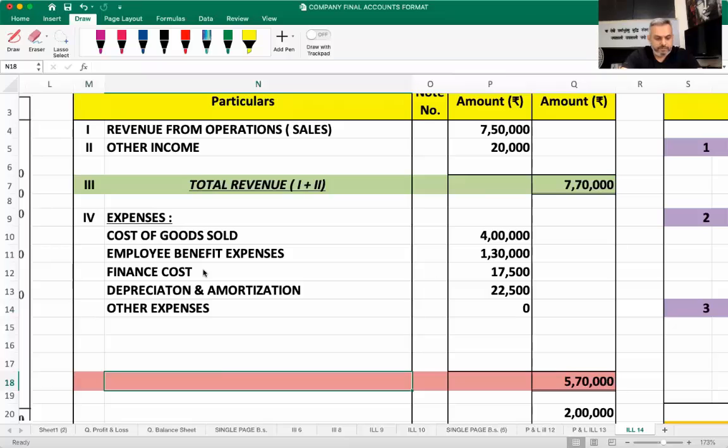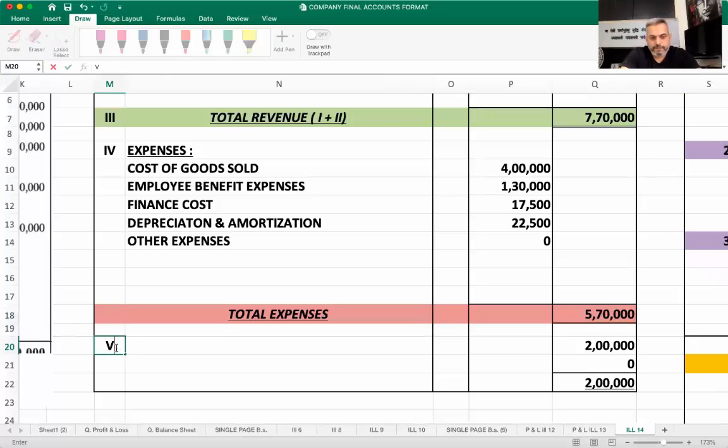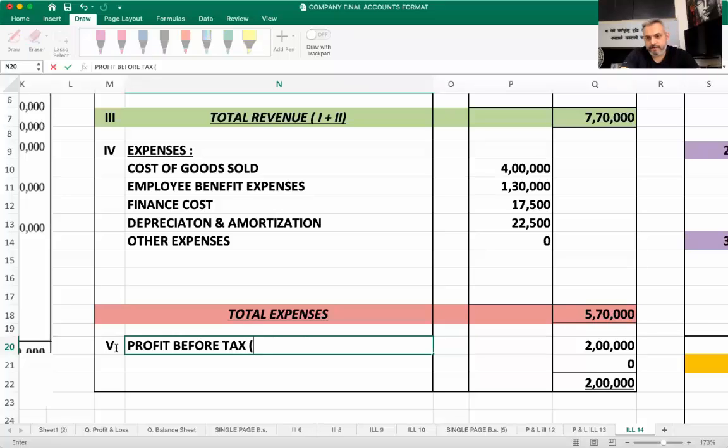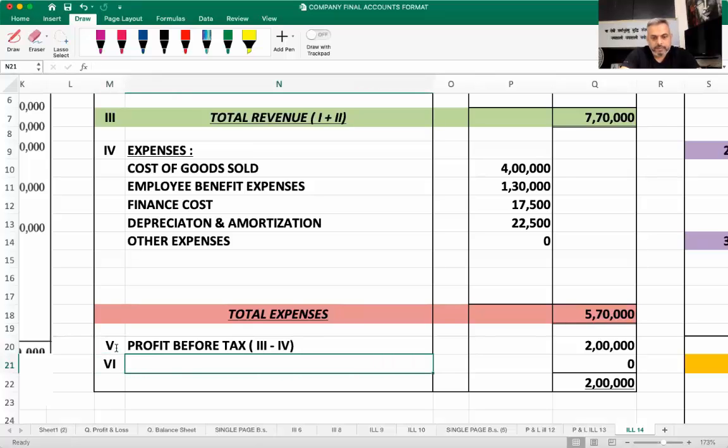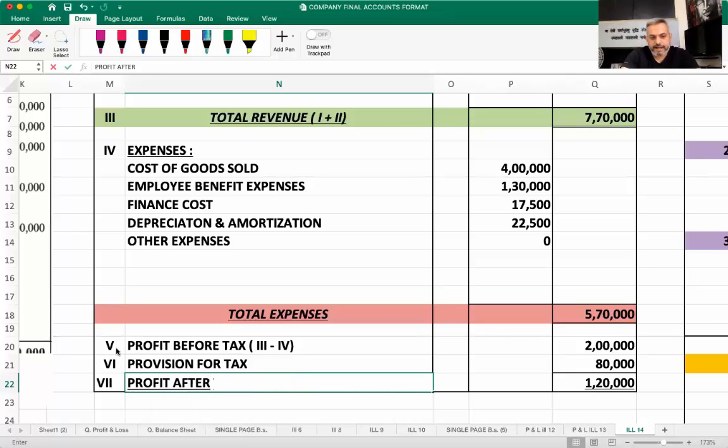So total expense 5,70,000. Now fifth, profit before tax. Because it is in Excel format, I've already kept the formula. That's why directly you are getting the answer 2 lakh. So it is third minus fourth. Provision for tax. Now provision for tax is already given in the question. Directly amount is given 80,000. So seventh, profit after tax, which will be 5 minus 6. That is 2 lakh minus 80,000, 1 lakh 20,000.